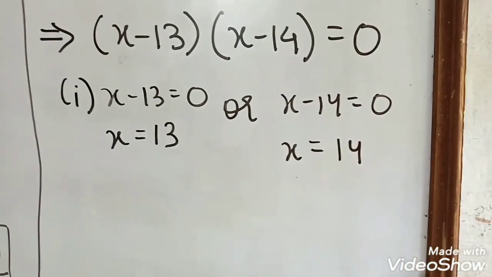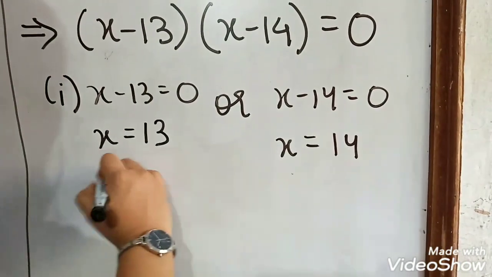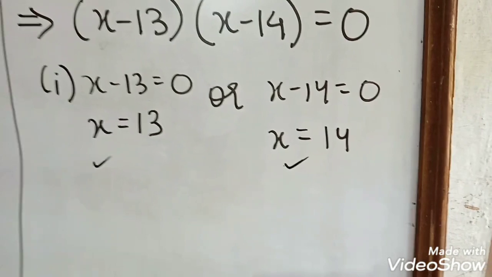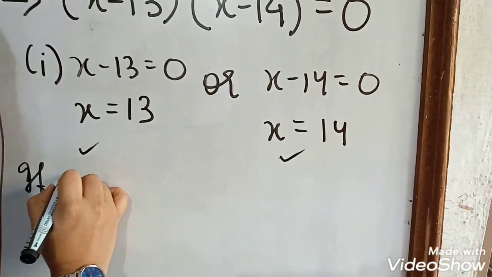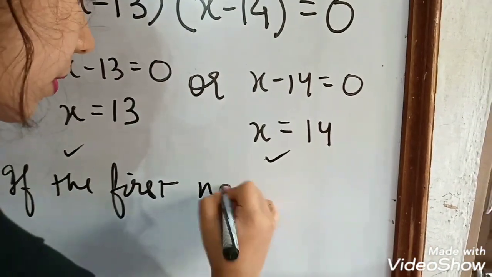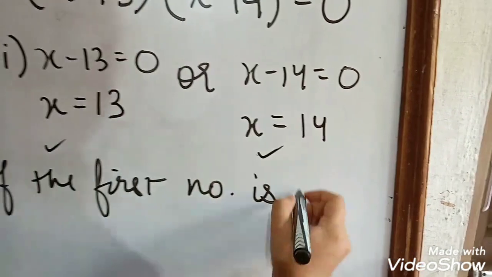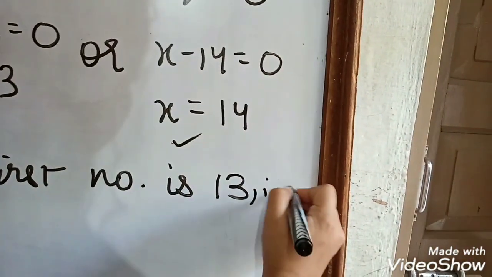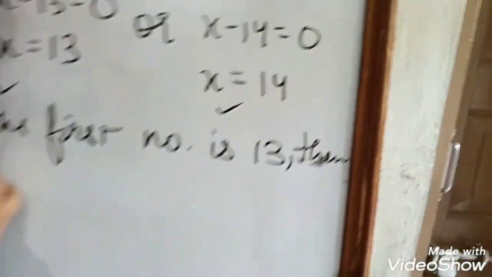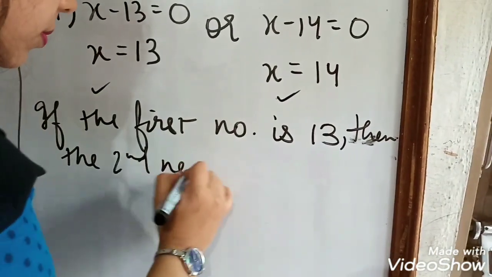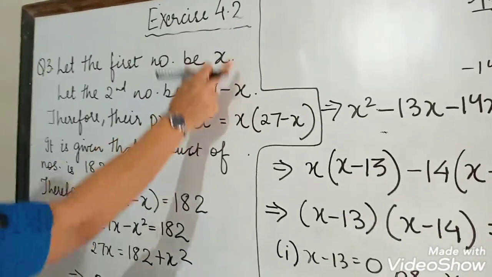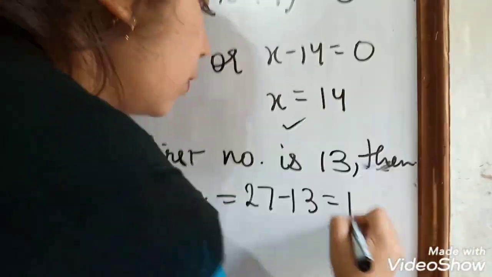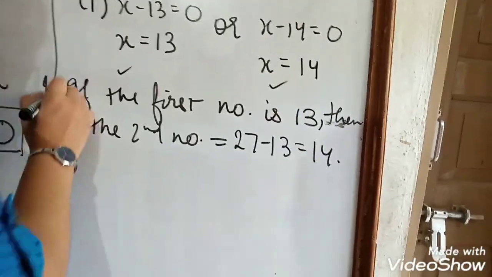And in your solution also, we can take the first number as 13 or the first number can be taken as 14. Okay. Now see, suppose I am taking the first number as 13. If the first number is 13, then the second number will be what? If I have taken x as 13, our second number will be 27 minus x. This will be 27 minus 13, which will give you 14. Okay, this is the first case.